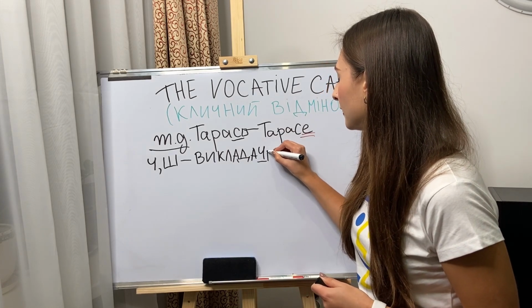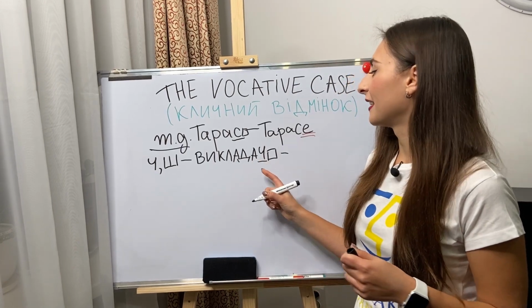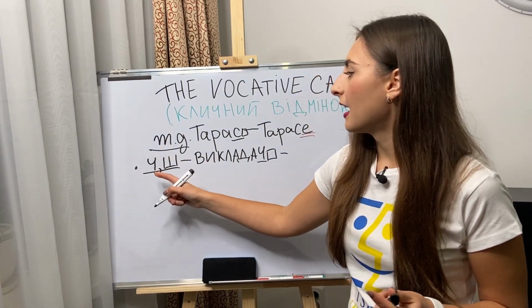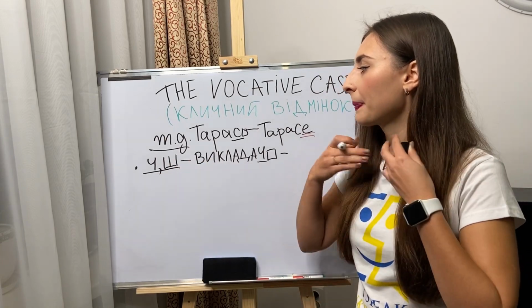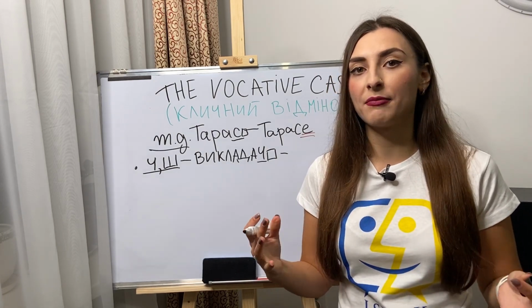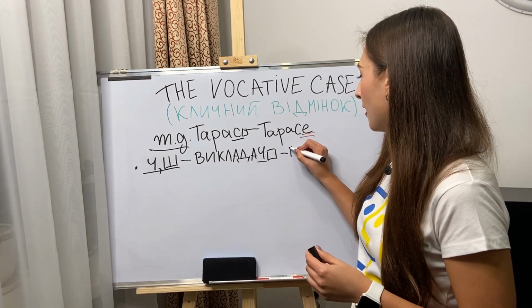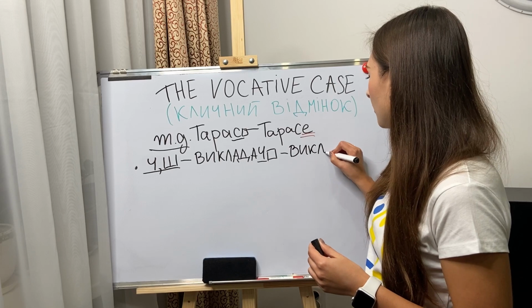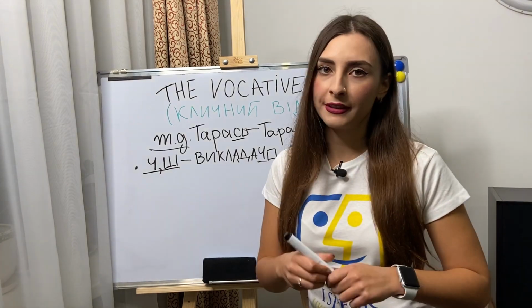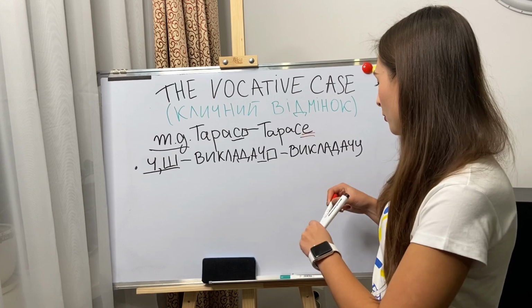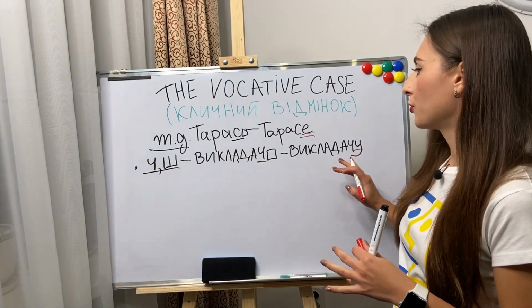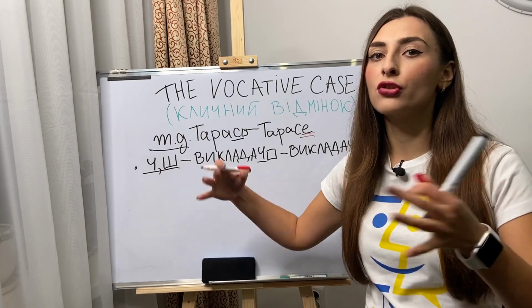Викладач. Yes, this word also has a zero ending, but it ends in ч, and you have to pay attention when we have words that end in ч and ш. They take ending U in the vocative case, and it is an exception. So in the vocative case, it will be викладачу. Викладач, this is a university teacher. Lecture also it means. So you can see викладач, викладачу, or товариш, it means a friend, товаришу.